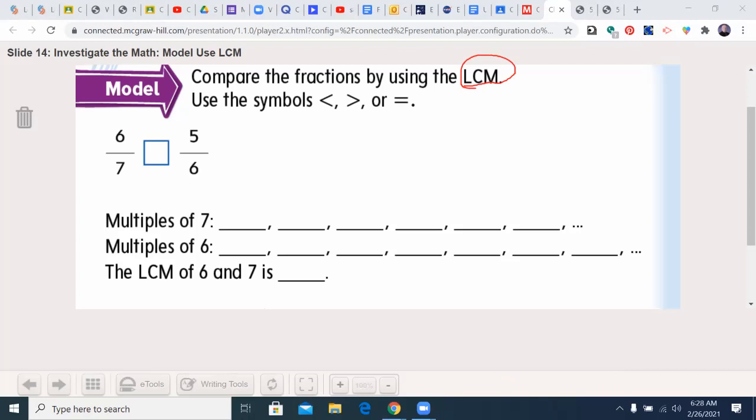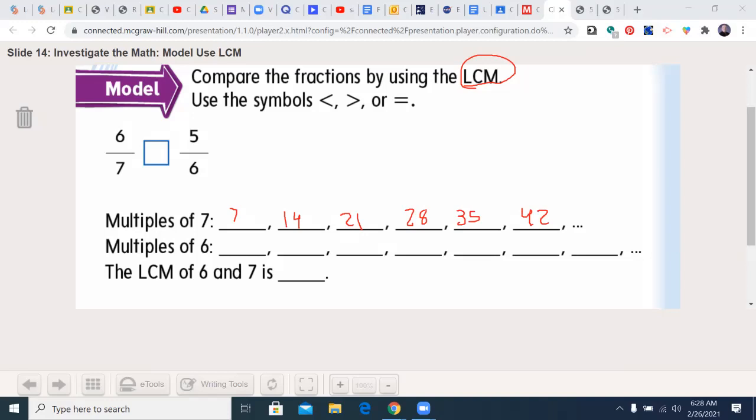The first thing I need to do is find the multiples of 7. 7 times 1 is 7. 7 times 2 is 14. 7 times 3 is 21. 7 times 4 is 28. 7 times 5 is 35. If you're a football fan, you already know where this is going. And 7 times 6 is 42. What is the number of points the Lions give up every game, Alex?